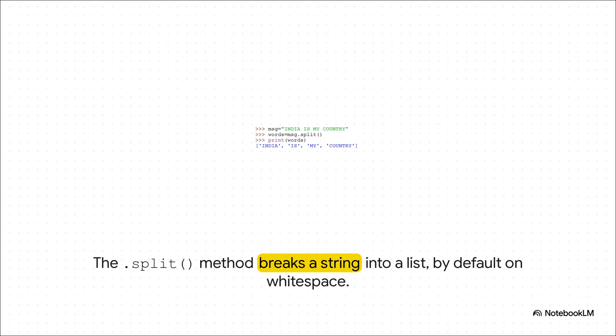Oh man, the .split method is one you're going to use all the time. You give it a sentence, and by default, it just chops it up wherever it sees a space and hands you back a nice, clean list of the words. It's the absolute easiest way to break a sentence down into its parts.